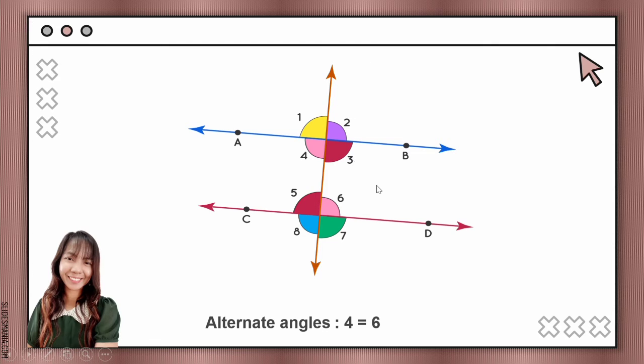Next, can you see the other one? This one and this one, angle 3 and angle 5. Alternate angles are equal in measure. For example, if angle 4 is 30 degrees, angle 6 is also 30 degrees. The same with angle 3 and angle 5, because they are alternate angles.